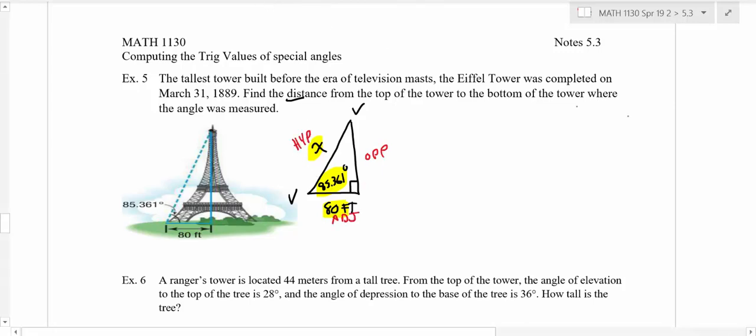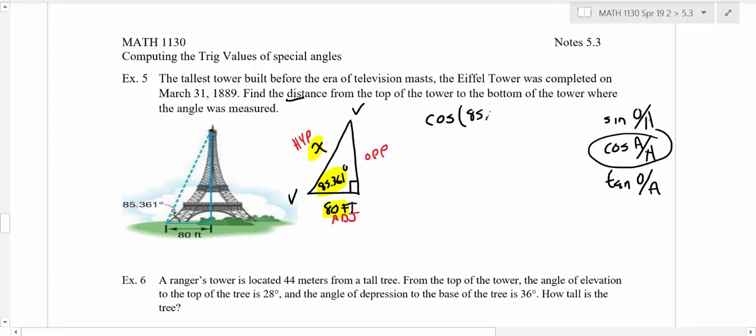Okay, so again, it's all about using the correct trig function. So the sine is opposite over hypotenuse. Cosine's adjacent over hypotenuse. Tangent's opposite over adjacent. So which one are you going to use? Yeah, you're going to use the cosine because you're given adjacent over hypotenuse. Okay, so that means you would write down the cosine of 85.361 degrees is equal to adjacent 80 over x, which we're trying to find.